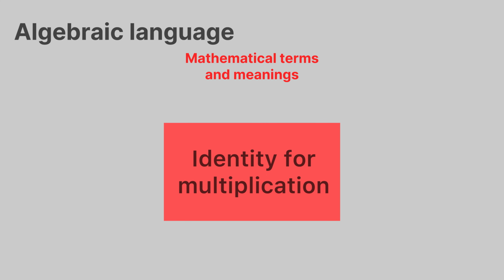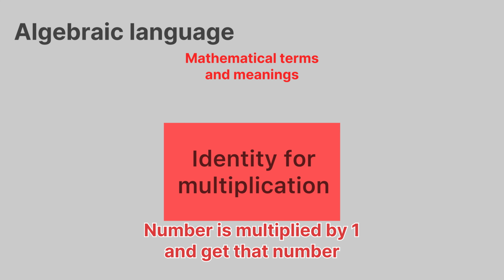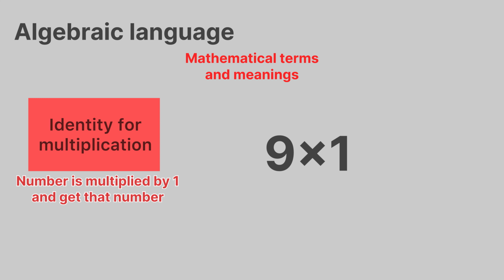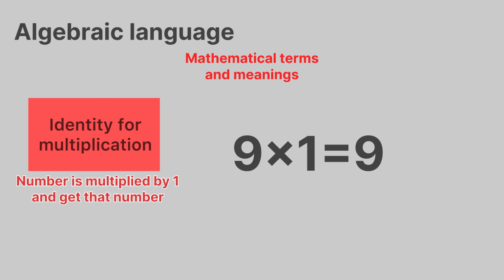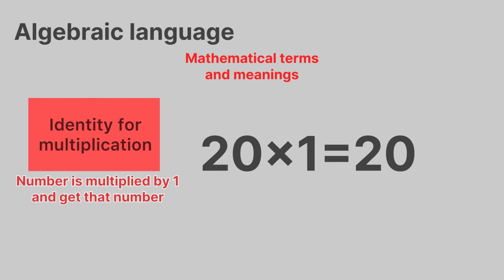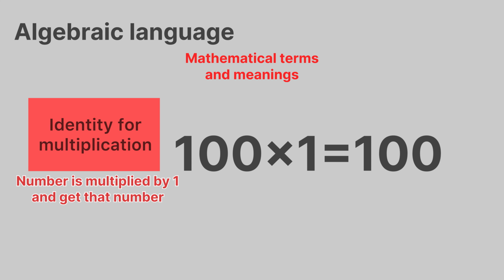So now let's come to identity of multiplication. An identity of multiplication is when a number is multiplied by 1 and it gives itself, which means that number. Any number that is multiplied by 1 will give you that number. If I have 9 times 1, the answer will be 9. If I have 20 times 1, the answer will be 20. If I have 100 times 1, the answer will be 100. Why? Because any number that is multiplied by 1 will give you that number.